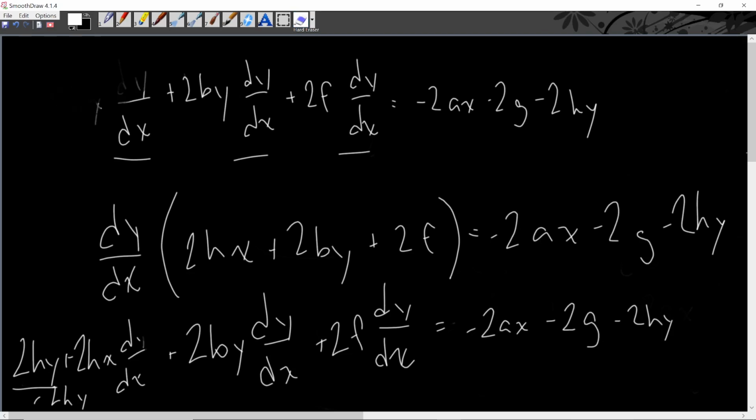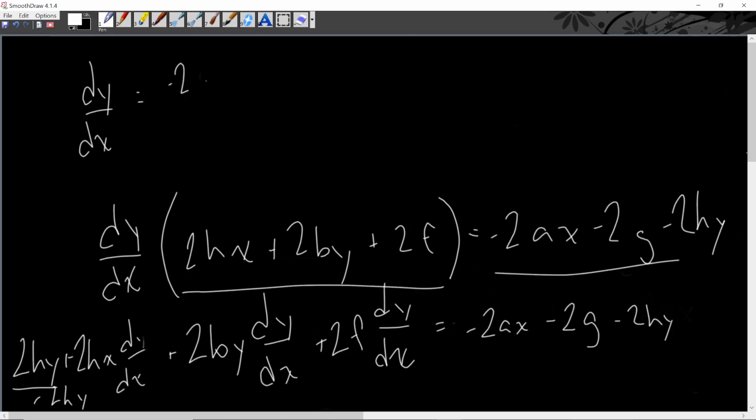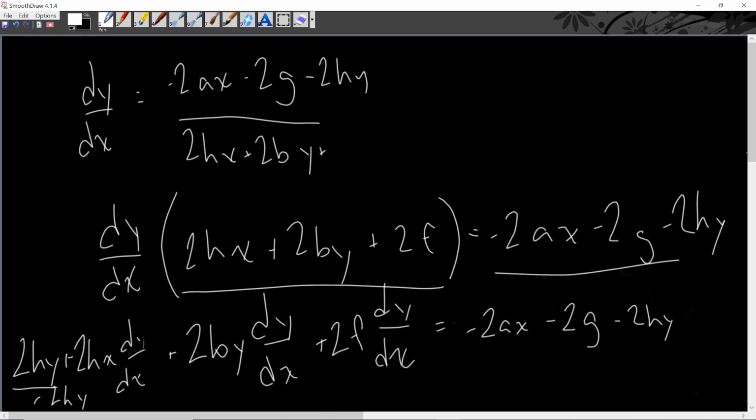And already I've said 2 quite a few times, so since every single one of these terms has a 2 attached to it, you can factor that out. So we'd have dy/dx. I'm going to divide both sides by this, so dy/dx is equal to negative 2ax, negative 2g minus 2hy all over 2hx plus 2by plus 2f.